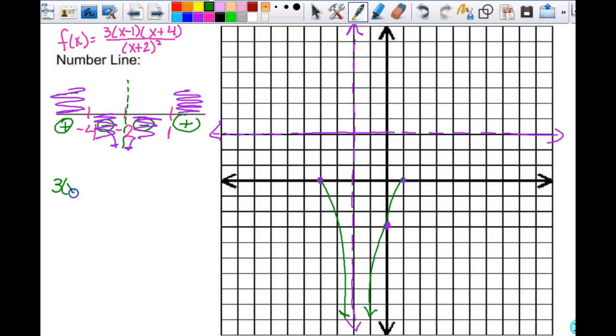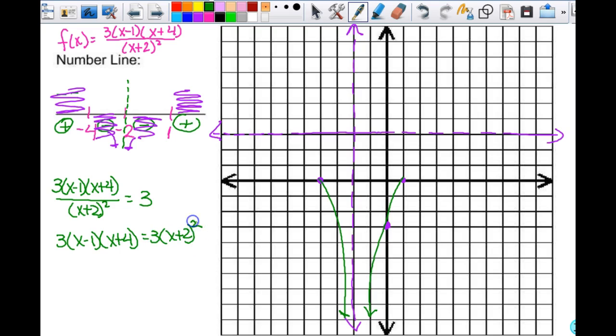So we're going to check that out and see what happens. I'm going to take 3 times x minus 1 times x plus 4 over x plus 2 squared, and I'm going to set it equal to 3 to see if this ever has a y value of 3, to see if it's going to intersect. You with me? So I'm going to multiply both sides by that denominator. So I have 3 times x minus 1 times x plus 4 equals 3 times x plus 2 squared. Notice how I haven't even multiplied anything out yet? Because I don't want to.